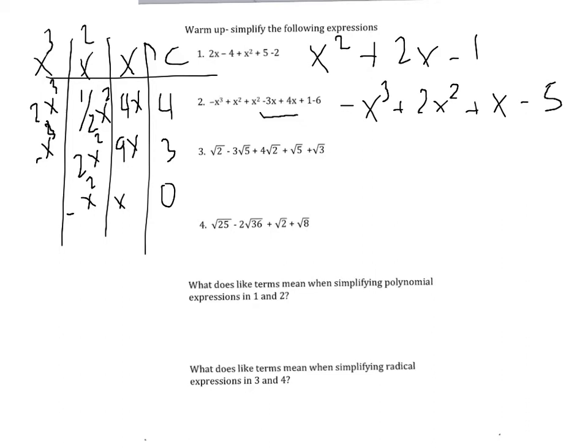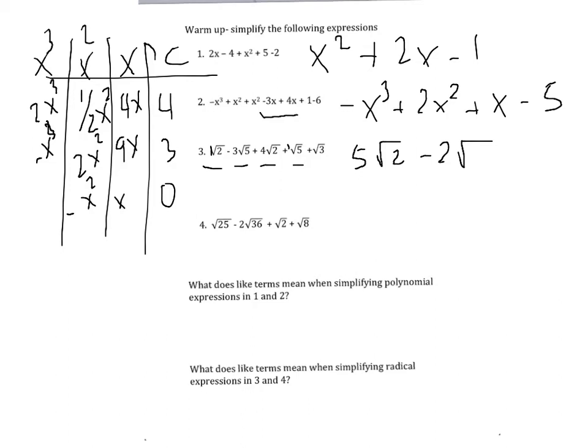Well, just like if you had x's, like terms for radicals means you have the exact same number underneath the radical. So square root of 2, that's the same thing as saying 1 square root of 2, plus 4 square root of 2 is going to be 5 square root of 2's. And then you have a negative 3 square root of 5 plus 1 square root of 5, and an understood 1 in front of it. If you combine those numbers in front, 1 minus 3 would be negative 2 square root of 5.